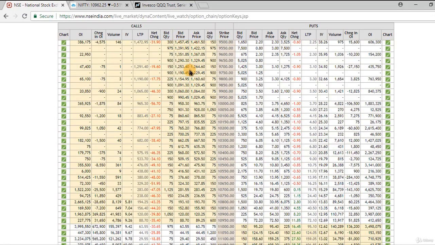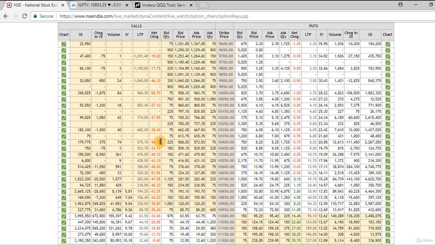These two columns show the ask price and bid price. Ask price is the offering price at which the option contracts are made available for purchase. It means if we want to buy a call option, we will see the ask price, and if we want to sell a call option, we will see the bid price. Similarly, if we want to buy a put option, we will see the ask price of the put option on the right side, and if we want to sell a put option, we will see the bid price.